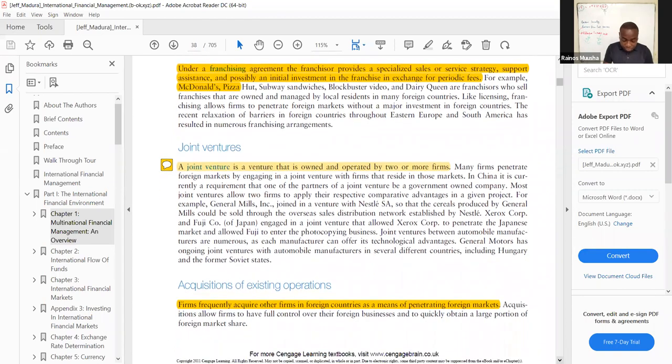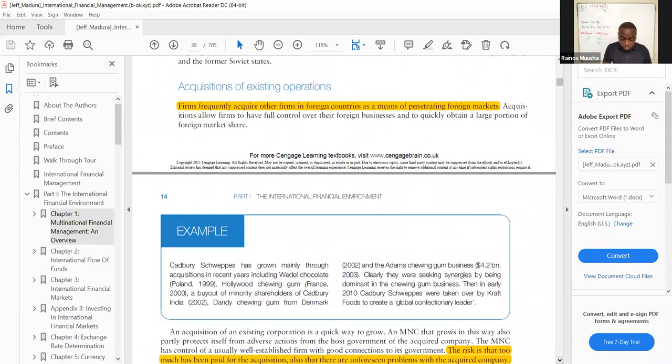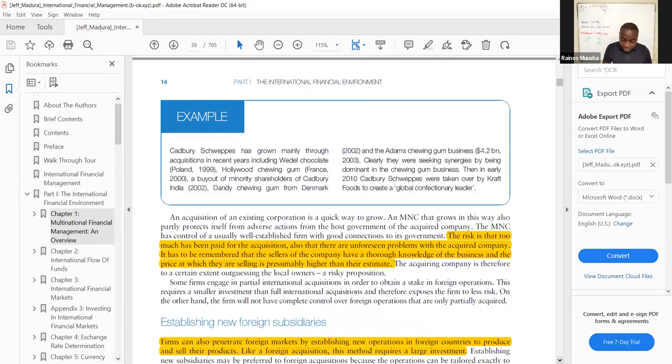Then there is acquisition of existing operations. This is where firms frequently acquire other firms in foreign countries as a means of penetrating foreign markets. Under this, the risk is that too much has been paid for the acquisition, and also that there are unforeseen problems with the acquired company. It has to be remembered that the seller of the company has a thorough knowledge of the business, and the price at which they are selling is presumably higher than their estimate.